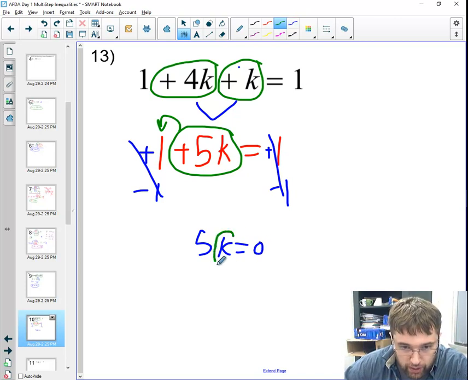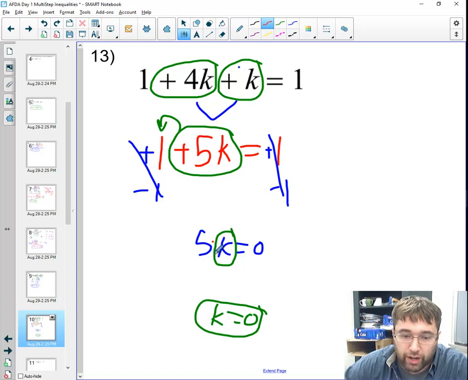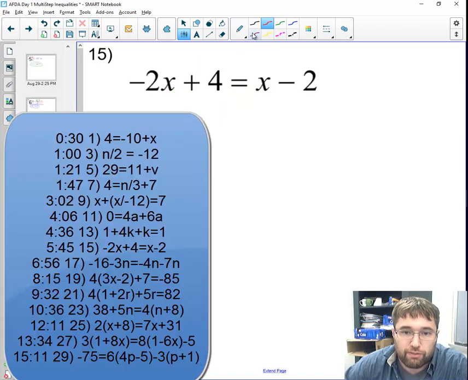Circle the variable, take care of the hater. Anytime we actually see equals 0, we can just say the answer is k equals 0, because this is just going to divide out. But I'm going to show you anyways. Our hater is multiplying by 5, so we're going to divide by 5. 0 divided by 5 is just 0, so we're left with our answer, k equals 0.